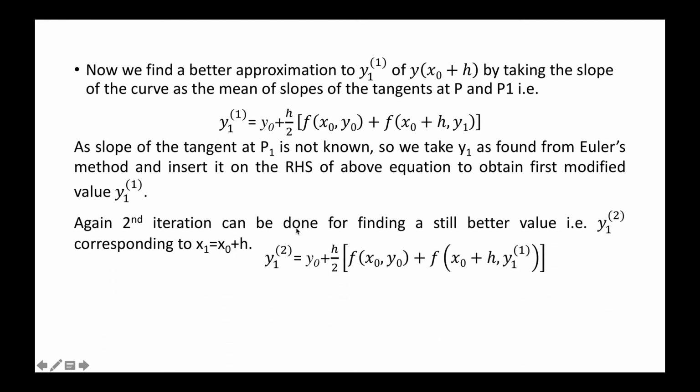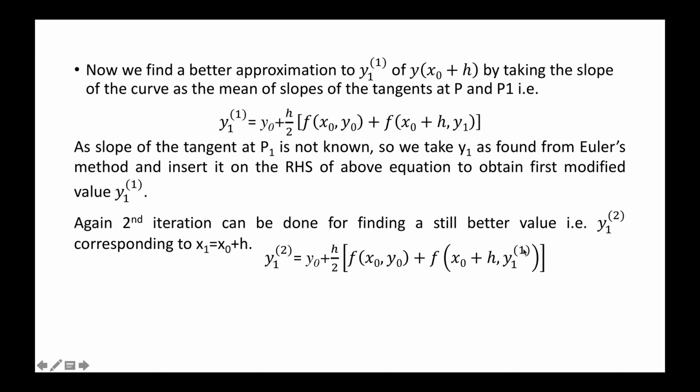Again, second iteration can be done for finding a still better value of y1. So for a second iteration, 2 is kept in superscript corresponding to the same point x1. So now for same point x1, you are doing iterations to get better accuracy in the value of y1. So y1 for second iteration comes out to be y0 plus h by 2, f of x0 y0 as it is, plus f of x0 plus h, that is x1 comma y1, now y1 of first iteration.